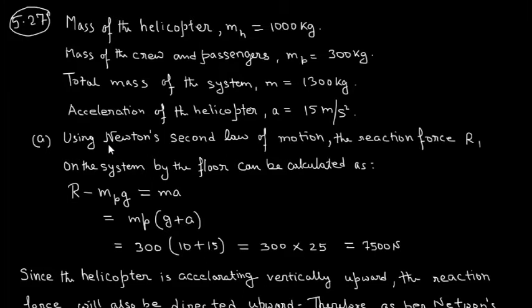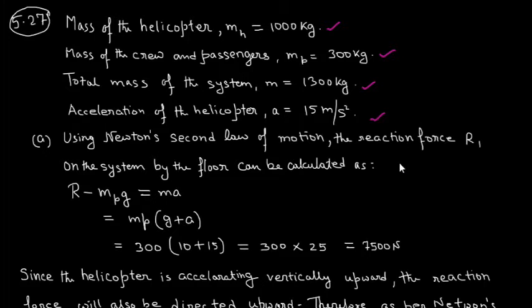So 5.27: the mass of the helicopter, m_h, is equal to 1000 kg. The mass of the crew and passengers, m_p, is equal to 300 kg. The total mass of the system, m, is equal to 1300 kg. The acceleration of the helicopter, a, is equal to 15 meter per second squared.